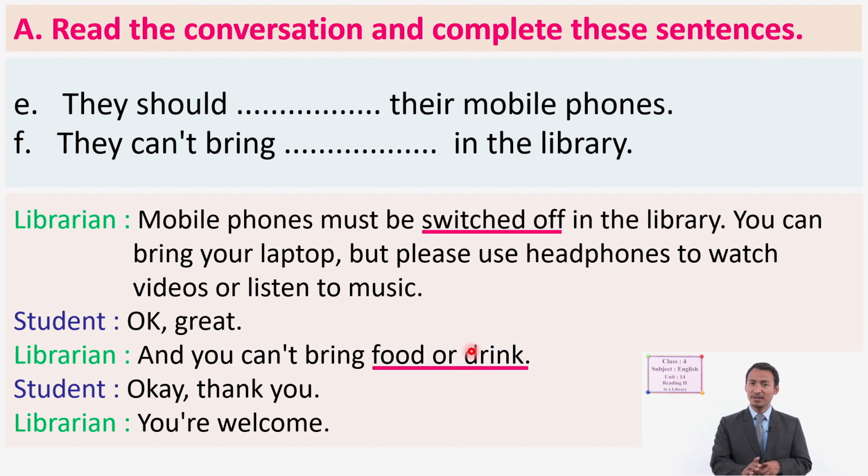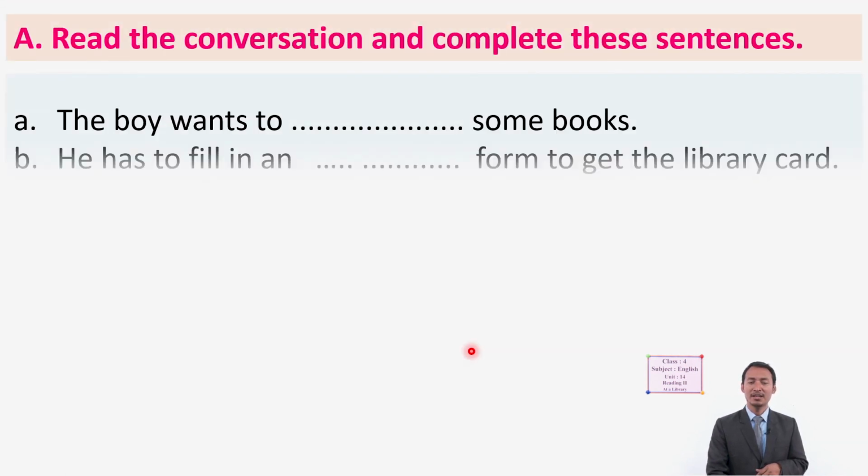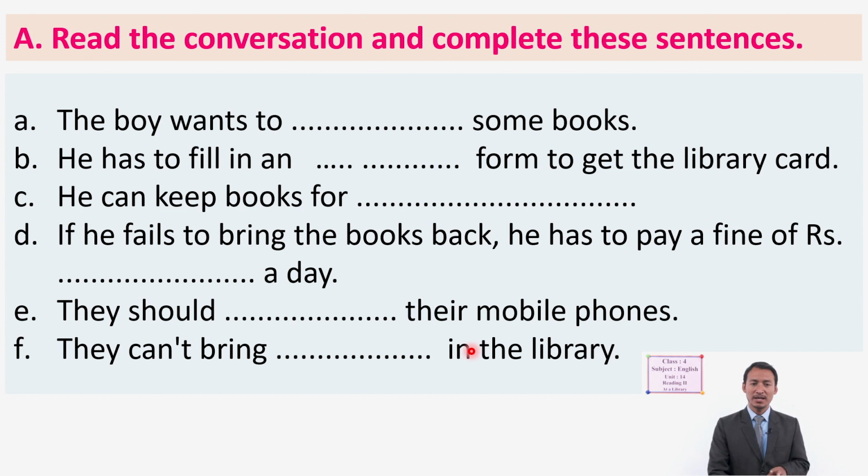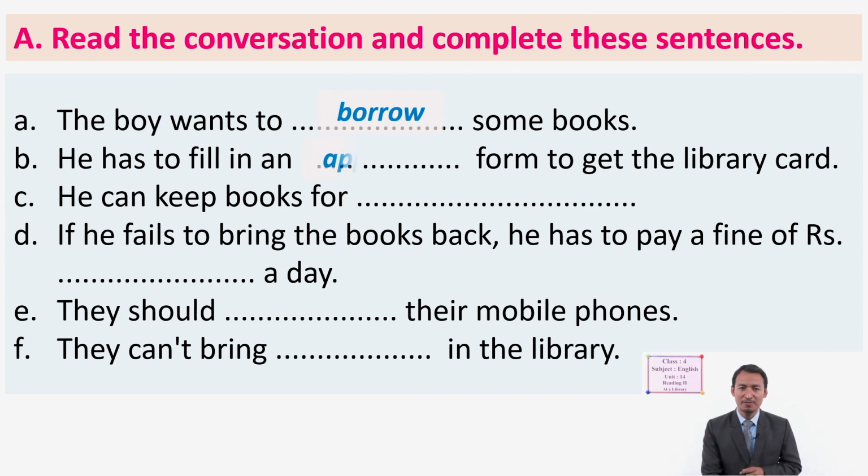Okay, students, so I hope you have completed all these answers. Now let me show you all the answers here. So we have these sentences, and let me tell you the answers, and you can check your answers from A to F. The boy wants to borrow some books, and he has to fill in what kind of form? Yes, you're right, application form to get the library card.